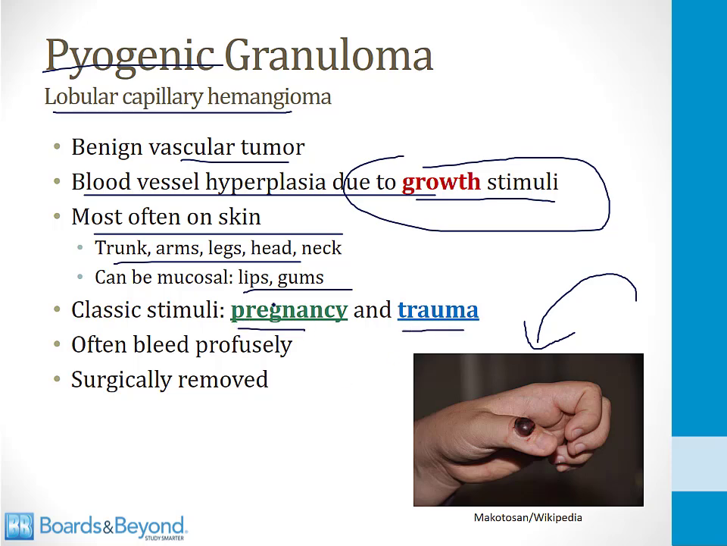So in a board question, this is going to be a pregnant woman who has a blood-type skin lesion like this, or someone who's had trauma to a section of their skin and subsequently develops a lesion like this. These lesions often bleed profusely, which is easy to understand because they are caused by hyperplasia of blood vessels, and they have to be surgically removed to prevent them from bleeding.